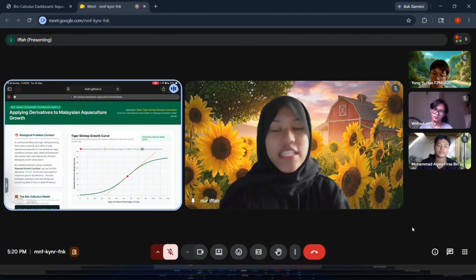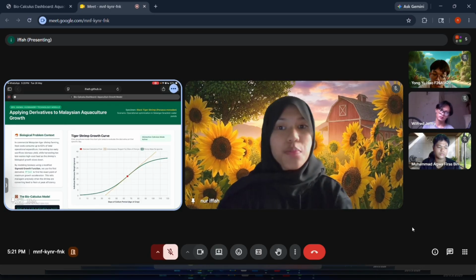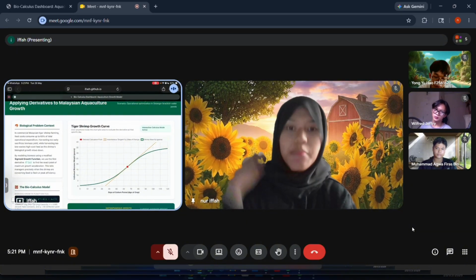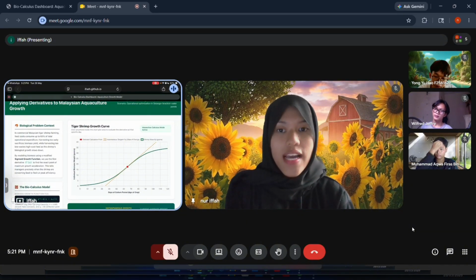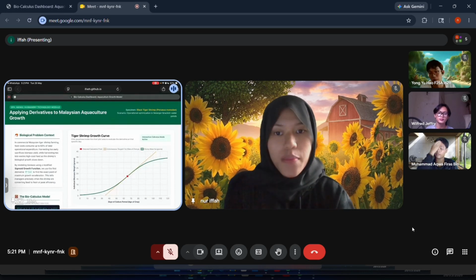Today, I want to present my interactive web application. It combines software development with biology to show how we can use a basic math tool called derivatives to manage a real-world aquaculture farm here in Malaysia. For this project, I am focusing on the growth model of the black tiger shrimp.